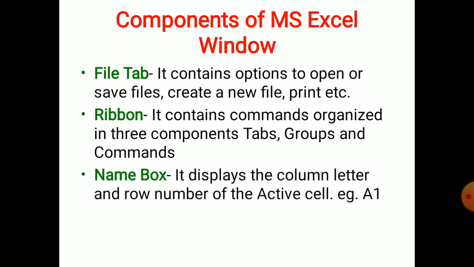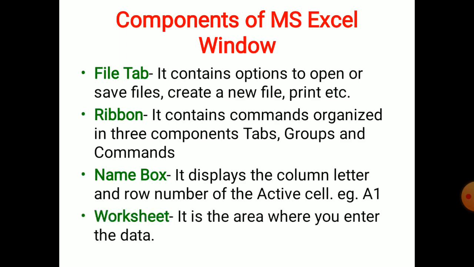Okay. Now name box, it displays the column letter and row number of the active cell. For example, A1, you can see the column name followed by the row number is known as the cell address. Whenever you have to write the address of any cell, you will write like A1, B2, C2, E3. First of all, you will write the column letter and then the row number. Worksheet, it is the area where you enter the data.